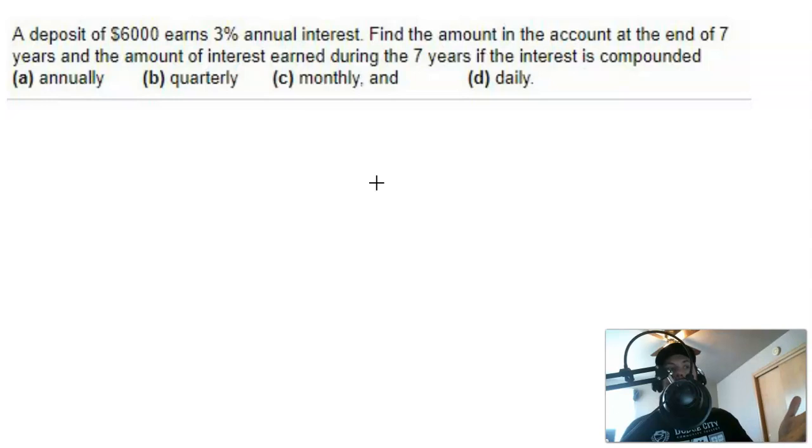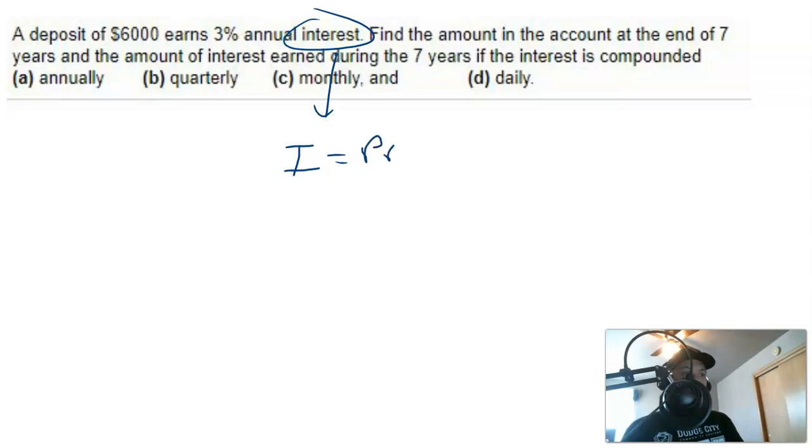So I have one more type of problem to look at, which is these compound interest problems. So here we have a deposit of $6,000 that earns 3% annual interest. So it's an interest problem. So it might make you think of this formula that you might have used in the past, which is I equals PR, which, by the way, is a little bit of an abbreviation.